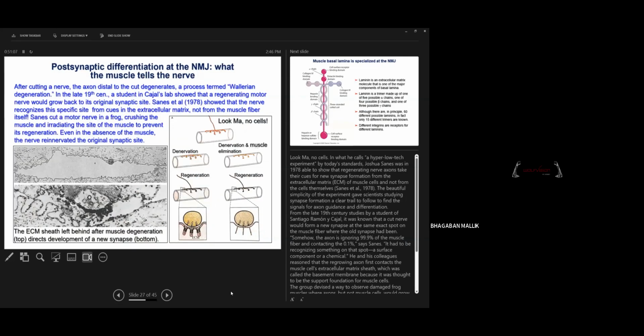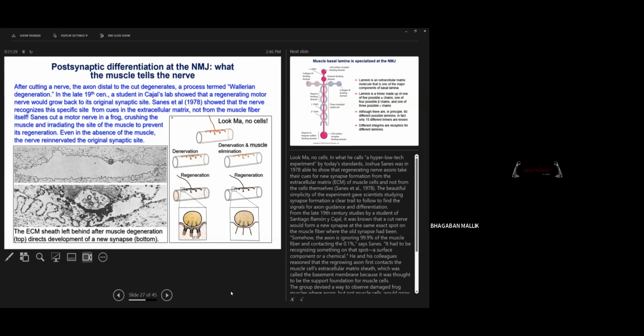Okay, so here it is showing postsynaptic differentiation at the NMJ. Like we talked more about the presynaptic compartment, now we are going to talk about how the postsynaptic cell talks to the presynaptic cell. So here this is showing a different scenario. Here this is the muscle and this is the neuron. So you can see the formation of the neuromuscular junction.